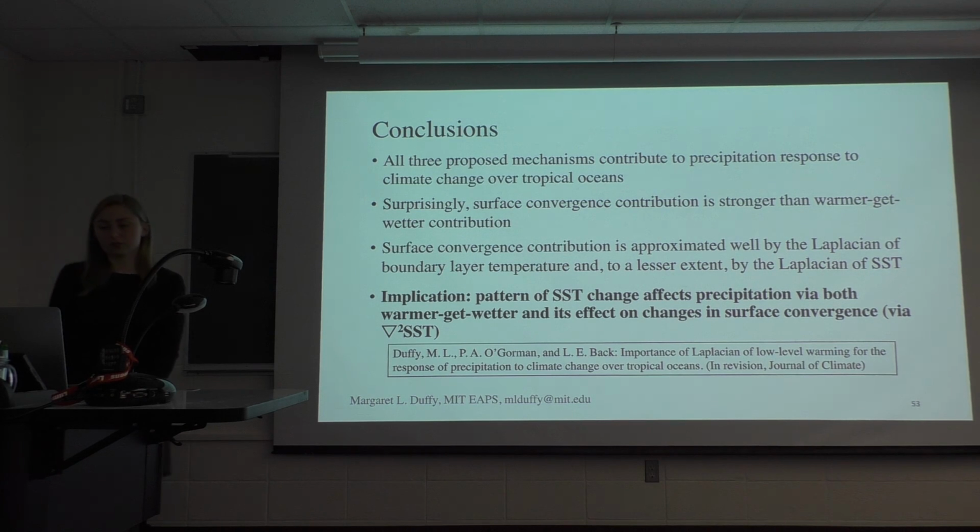And then the surface convergence contribution, we spent a little bit more time on, and we related it to the Laplacian of low-level temperature gradients using those two surface convergence approximations. And basically, if you put those things together, what you realize is that the SST is affecting precipitation, but not just via the warmer get wetter mechanism, also via its effects on surface convergence.